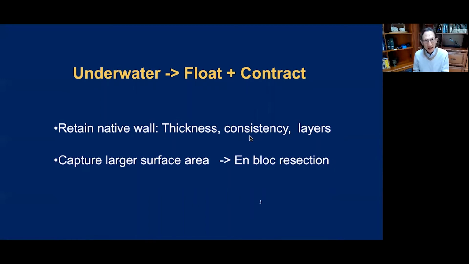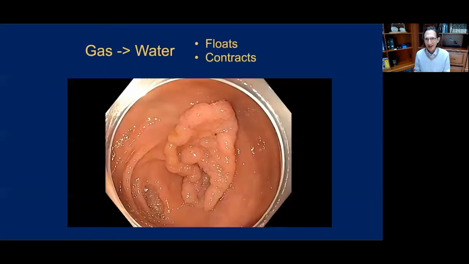That's important because when we inject into the wall, we change the consistency, we increase the tissue tension and decrease the compliance, and we preserve the wall layers. And this enables us to capture a larger surface area, achieving in a very high percent of cases en-bloc resection. And that should always be our goal, en-bloc resection.